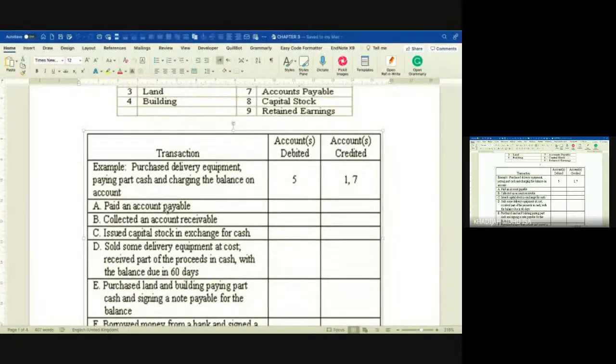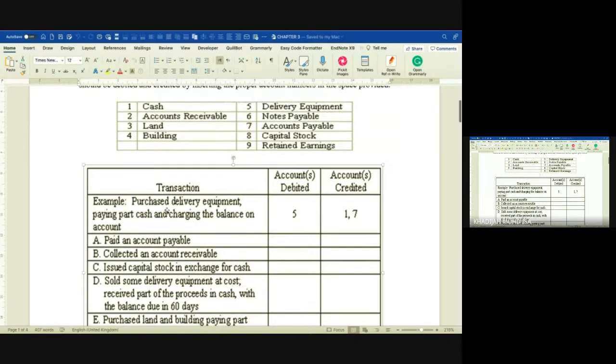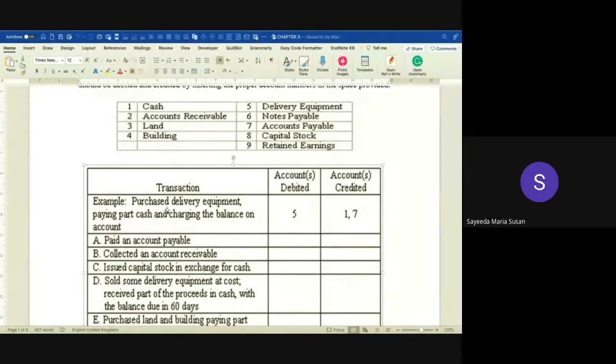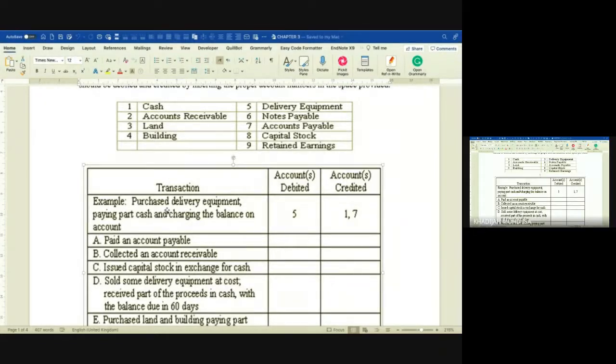All right, now you collect an account receivable. You collect cash from your accounts receivable. In this case, does cash increase or decrease? Increase. So when cash increases, debit or credit?